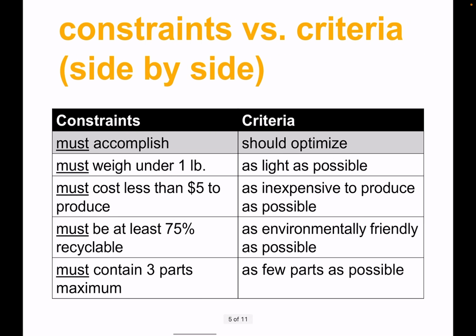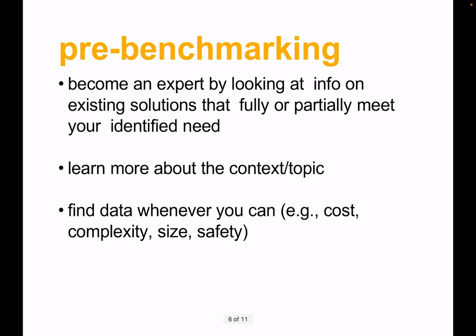So in this table, you can see constraints versus criteria. Constraints are quantitative. They're about what must be accomplished with your solution, versus criteria, which are things that you should optimize. For example, on the constraint side, must weigh under 1 pound, versus a criterion, which is as light as possible. On the constraint side, must be at least 75% recyclable, and on the right side, as environmentally friendly as possible. So, for pre-benchmarking, you can do benchmarking pretty early on in the design process.